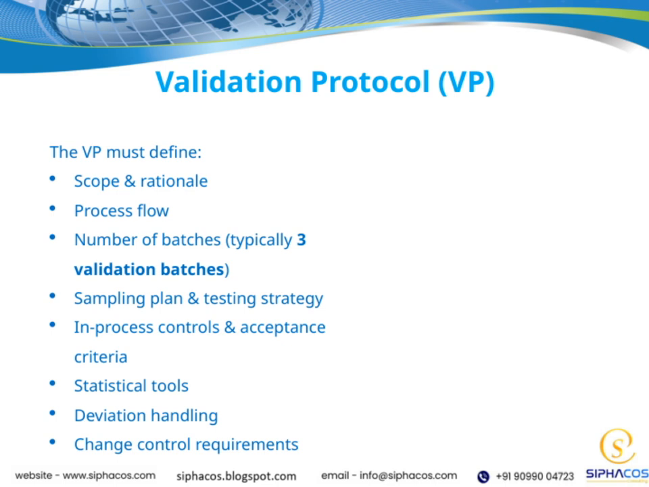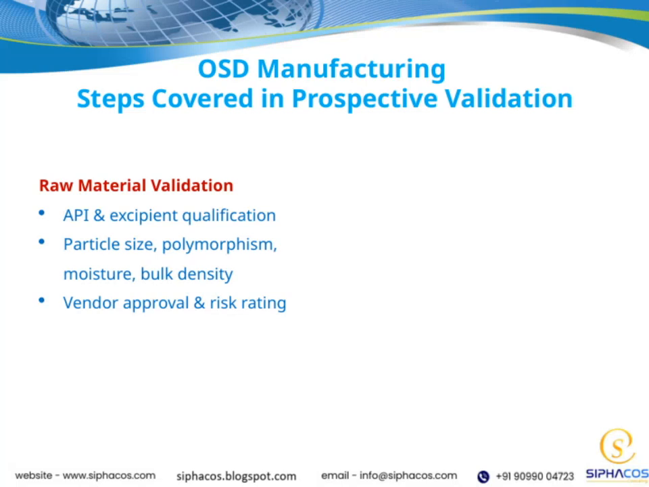integrity. All these elements come together in the Validation Protocol, or VP, which serves as the master plan guiding the entire validation effort. By thoroughly defining these points, we establish a robust foundation for successful validation and ultimately product quality and compliance. Now, let's talk about raw material validation.